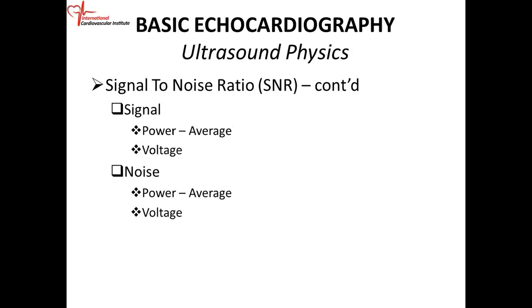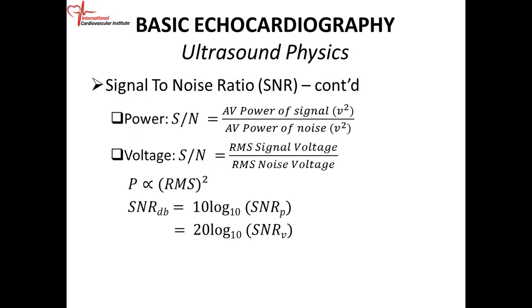The signal is usually what we call power average or voltage average. This is how you measure it. You don't have to understand the whole mathematics about it, but when we measure a signal, we can use power or we can use the voltage. When we use voltage, we have to square it, but don't worry about that. And then the noise is measured the same way.